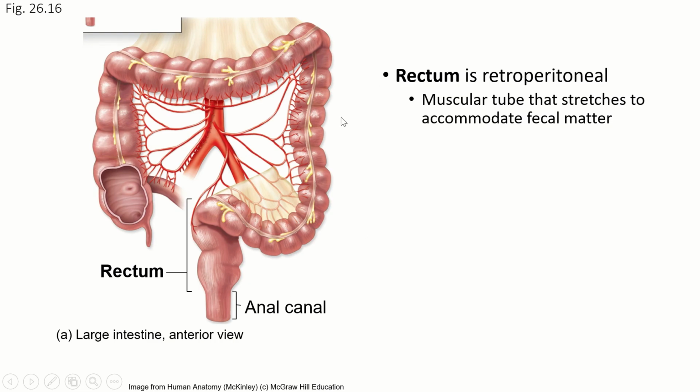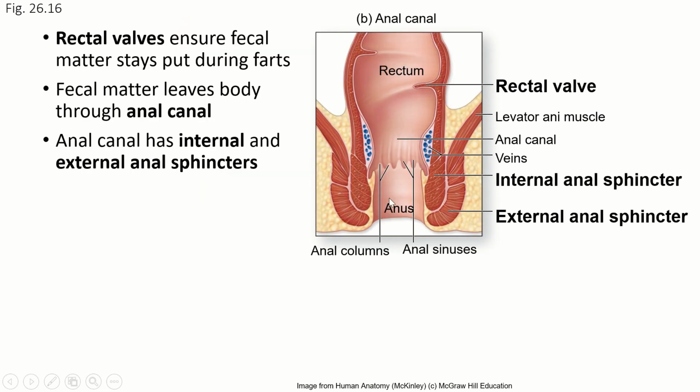Now, so that's your colon. All right, the rectum is a retroperitoneal structure. So the peritoneum is going to end here. The rectum is this muscular tube at the end of the sigmoid colon that's going to accommodate the fecal matter that's been totally processed, and now it's just waste. It's going to empty into the anal canal.